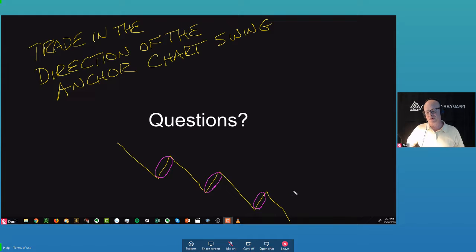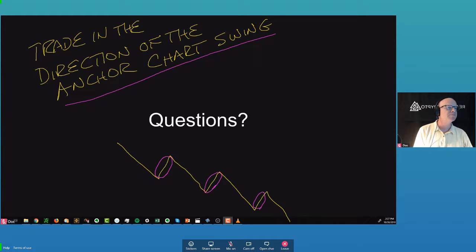If you want to increase your odds of success, trade in the direction of the anchor chart trend as well. That is where you're starting to stack your probabilities. But at the very least, trade in the direction of the anchor chart swing. Very minimum. So if something's heading lower, I typically like to buy stuff that's heading higher. And it makes it simple, right?